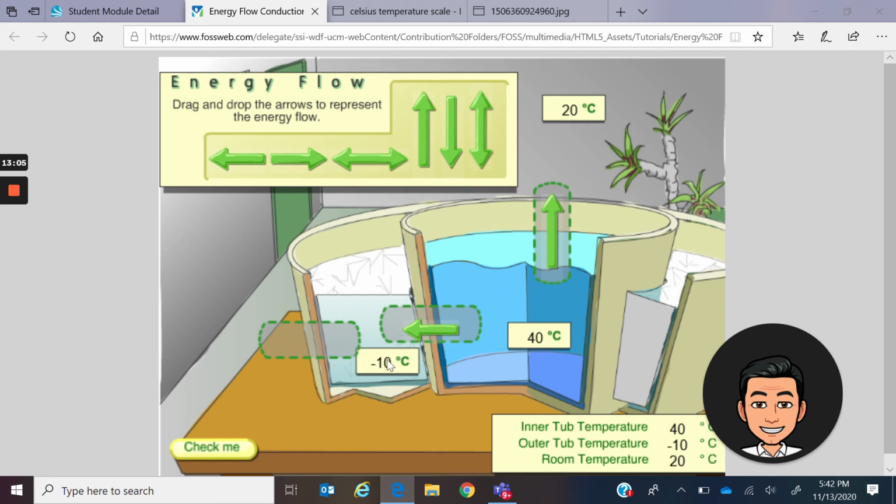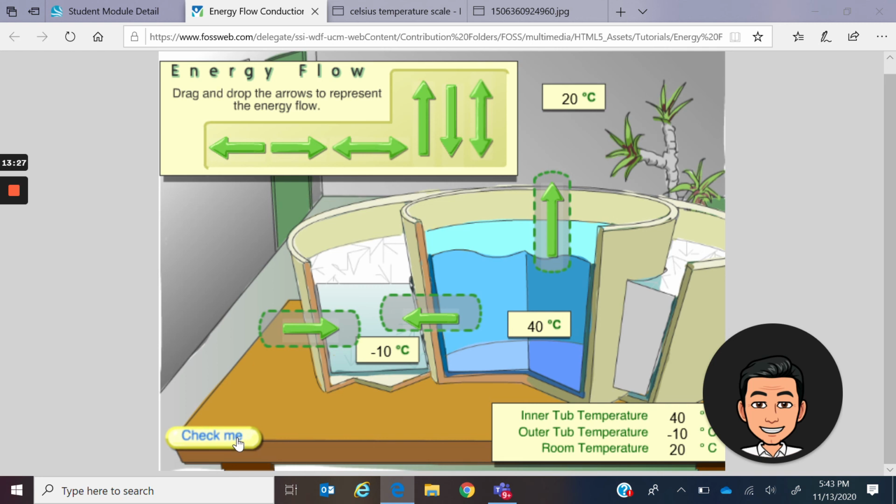Now lastly, we have -10 degrees Celsius and the air in the room. And if you remember up here, we have 20 degrees Celsius. So 20 degrees Celsius out here and -10. We're going to have energy flow from the 20 degrees Celsius air to the ice. And we can click check me. And if it actually works, it will let you know whether you got them wrong or right. So make sure you do this activity yourself. Do it a couple times until you get them right. This will be something that some questions on maybe some quizzes soon will come up.